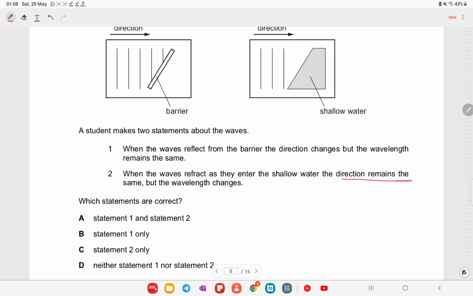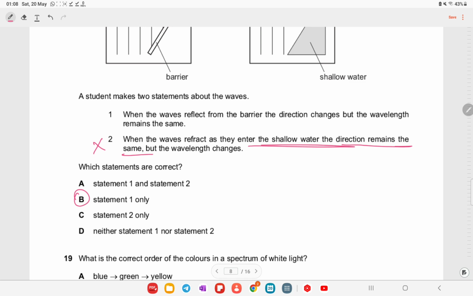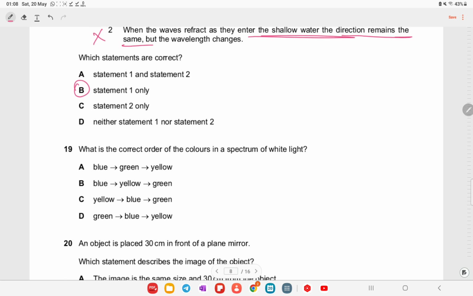No, this is wrong. So only statement 1 is correct, because when they reflect, the direction changes, but the wavelength remains the same. So they are talking about refraction.